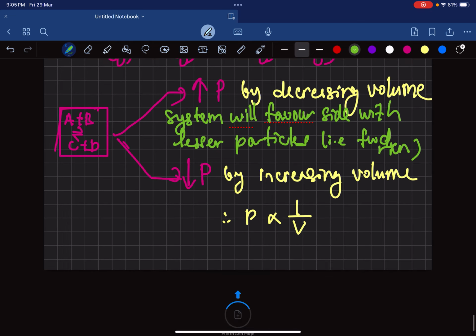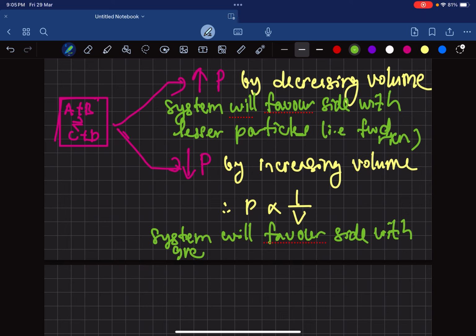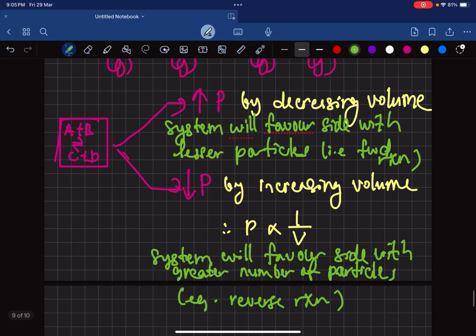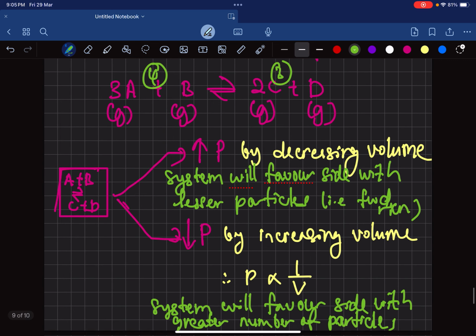Now what's happening here is you are decreasing pressure by increasing volume. So much volume, so much space. So what is going to happen is the system will favor the side with a greater number of particles. And in this example it's going to be the reverse reaction, because it produces more particles. Here was 4 and here was 3.